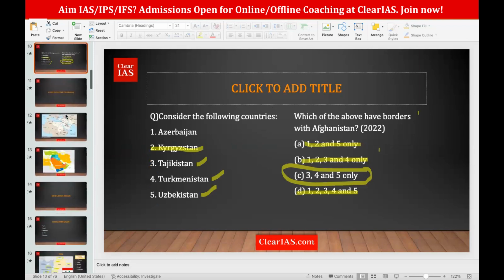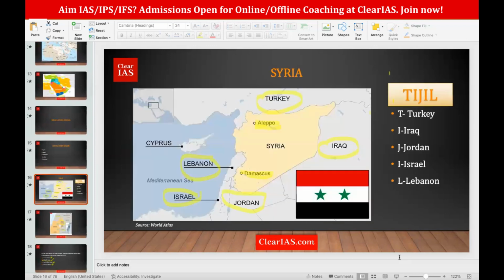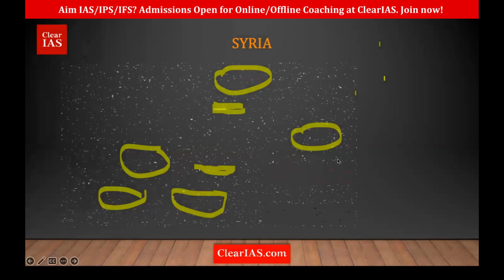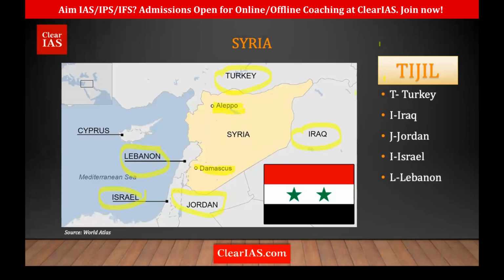We'll start from Syria. We just have a quick revision of Syria. So I told you, what are the borders of Syria? Remember the word Tijil. So we have who? Turkey, Iraq, Jordan, Israel, and Lebanon. Tijil. And 2 places you must remember are Aleppo and Damascus. And on one side we have the Mediterranean Sea. That is Syria.